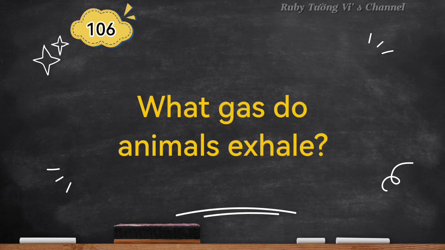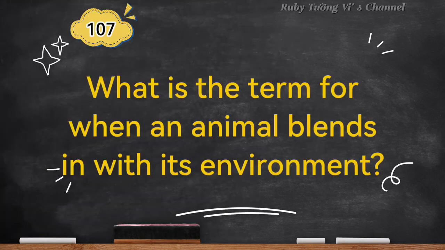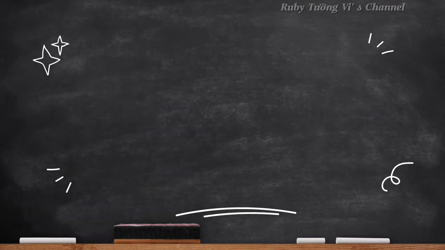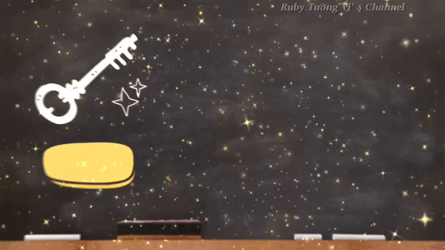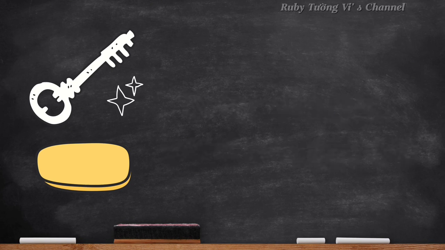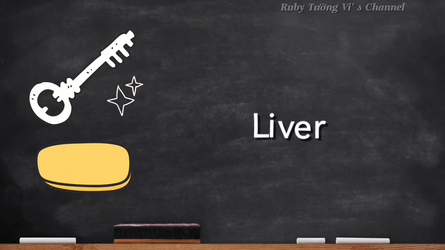What gas do animals exhale? Carbon dioxide. What is the term for when an animal blends in with its environment? Camouflage. What is a renewable source of energy? Solar energy, wind energy, etc. What is the largest organ inside the human body? Liver.